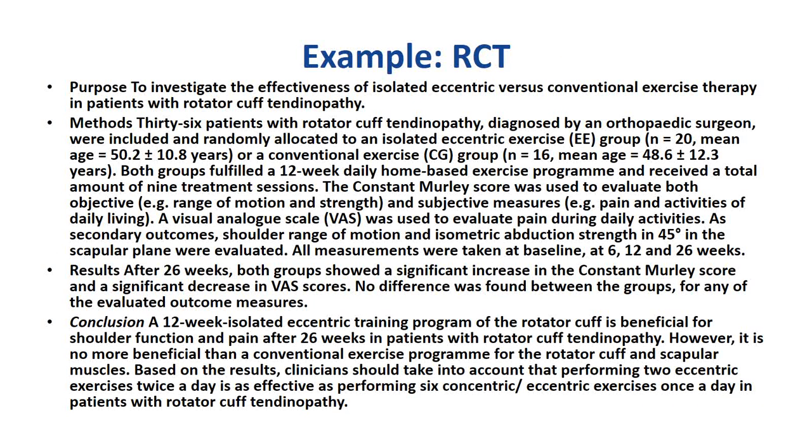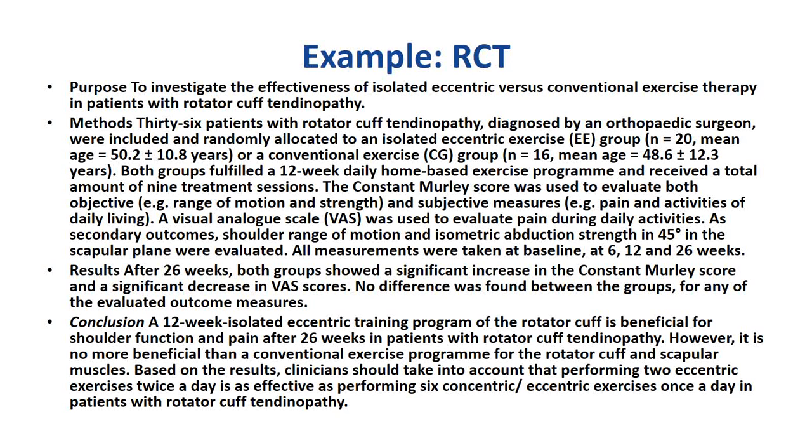So here's an example of a randomized clinical trial abstract. The purpose of this study was to investigate the effectiveness of 2 exercise interventions, one using eccentric exercises, one using conventional, for people with shoulder pain called rotator cuff tendinopathy. They had 36 patients. They enrolled 20 and 16. They were able to keep all of those people through that study.